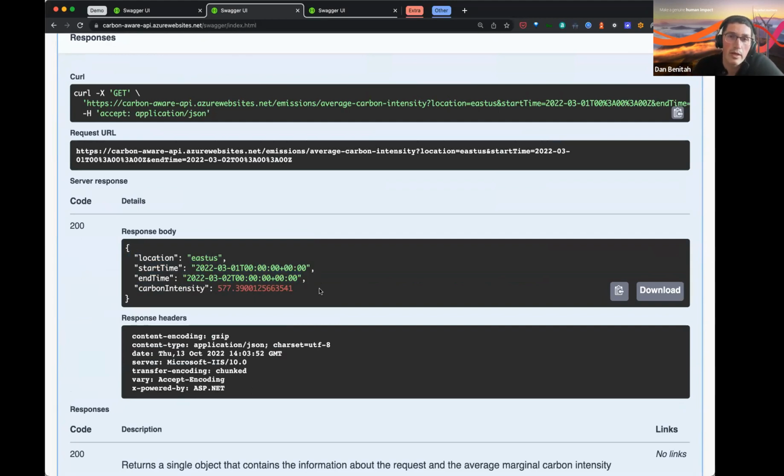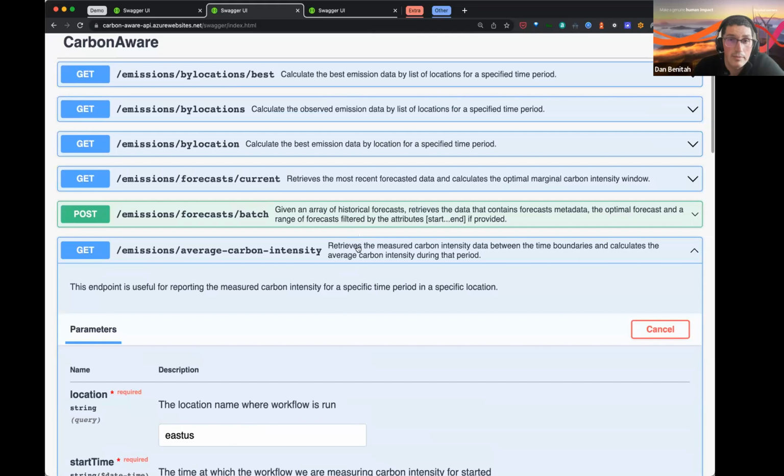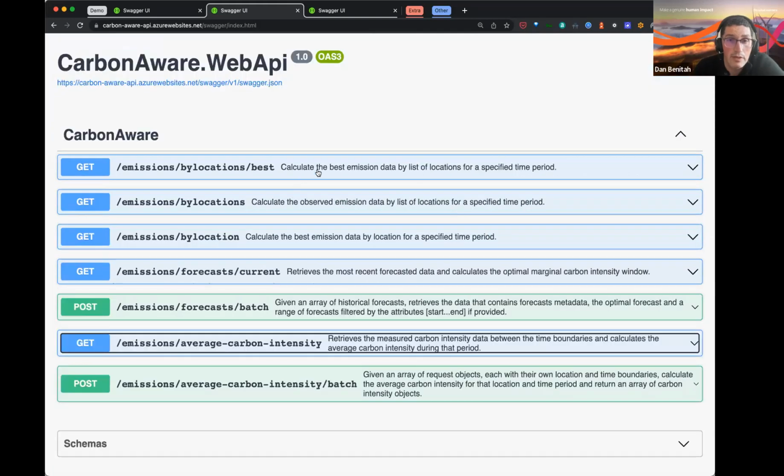And so in the event of using different data sources, the emissions might be measured in different formats, and we try to standardize this through the API or through the SDK.